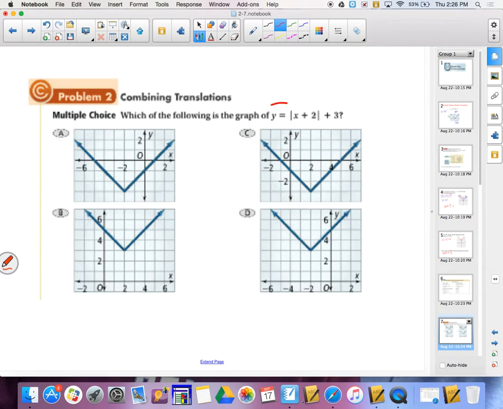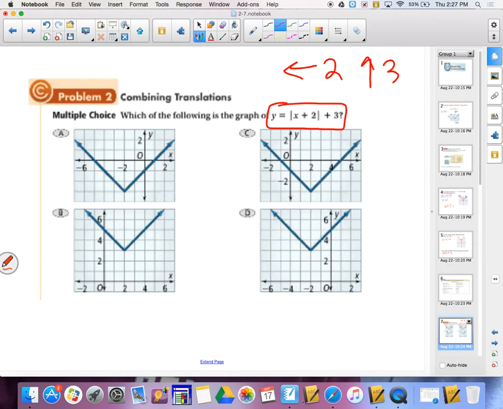What am I doing to my parent function right here? I'm going which way? You're going to the left. Why am I going to the left? Because it's a positive 2, I'm going to the left. Remember, it's backwards. Then what am I going to do to it? You're shifting up 3. Then I'm going up 3.